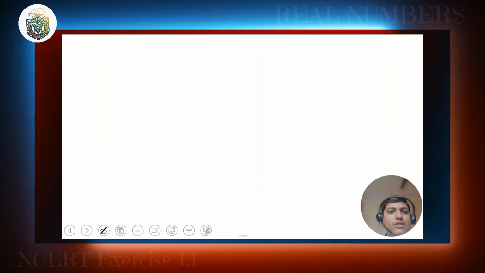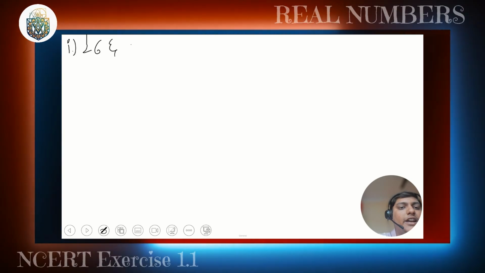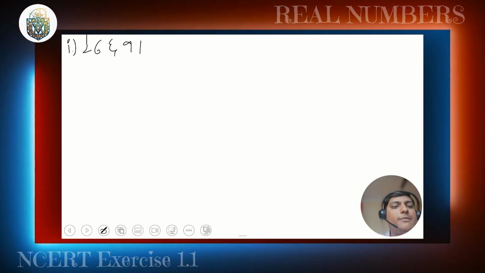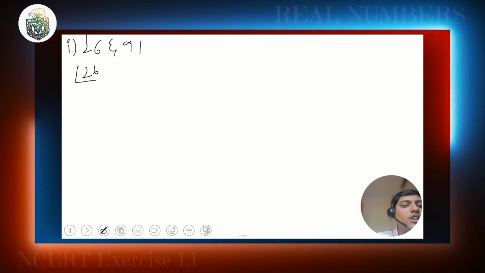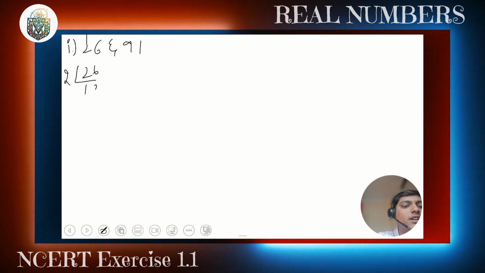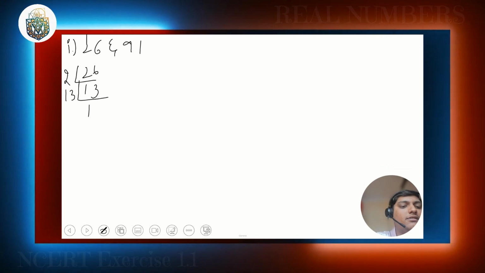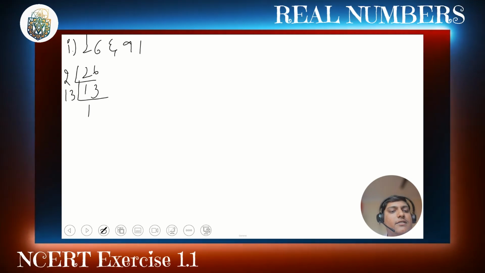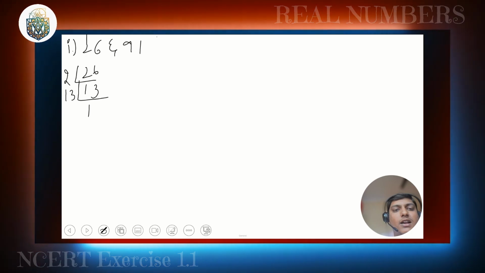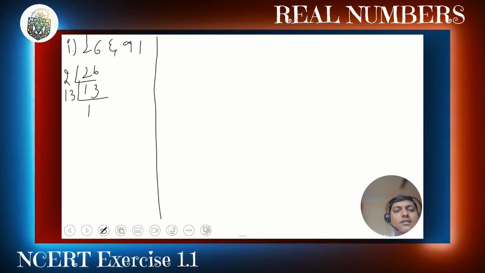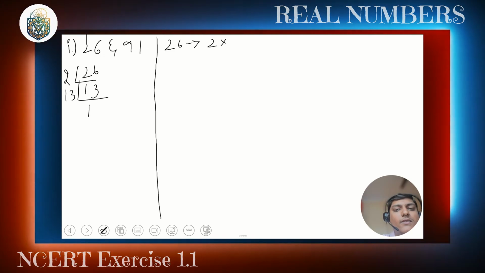So we'll solve this question now. My first question is 26 and 91. What is the first step? The first step is to find the prime factors. For 26, I'll find the prime factors. If I start with 2, 2 ones are 2, 2 thirteens are 26. 13 is not divisible by any number; it is divisible only by itself. So 26 can be expressed as 2 into 13.